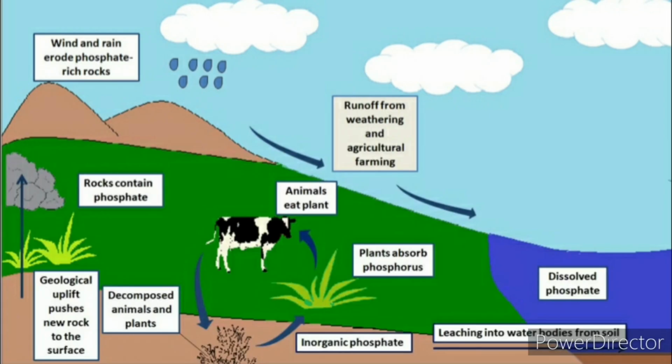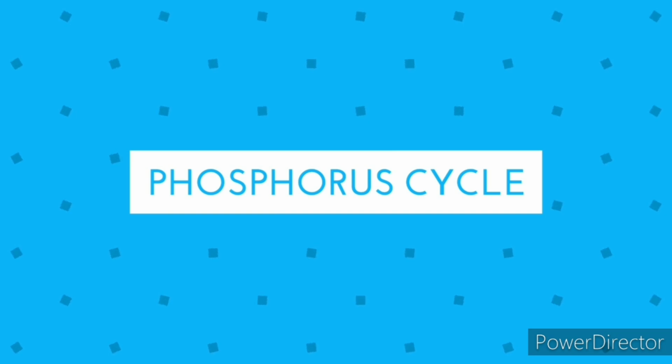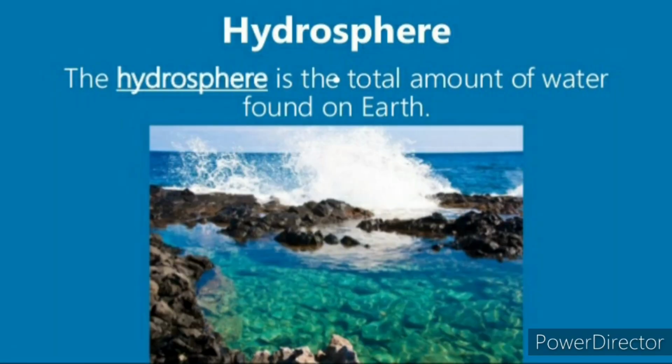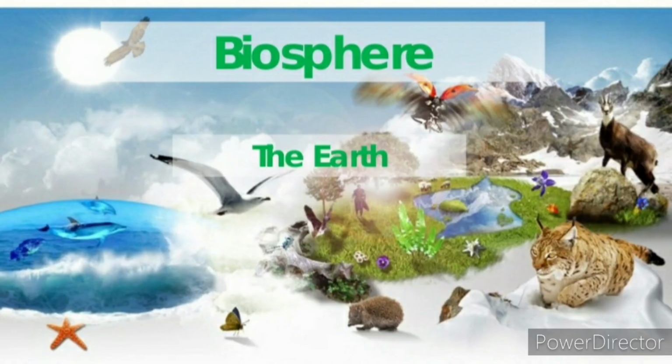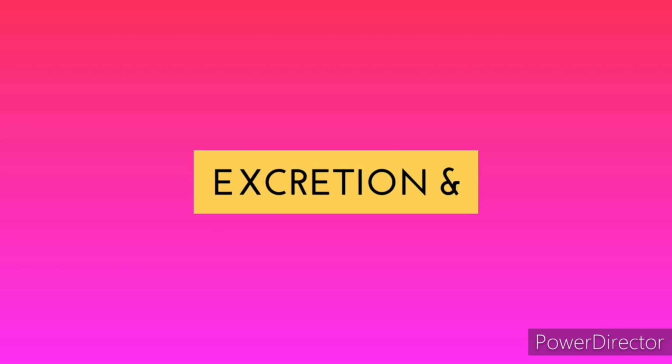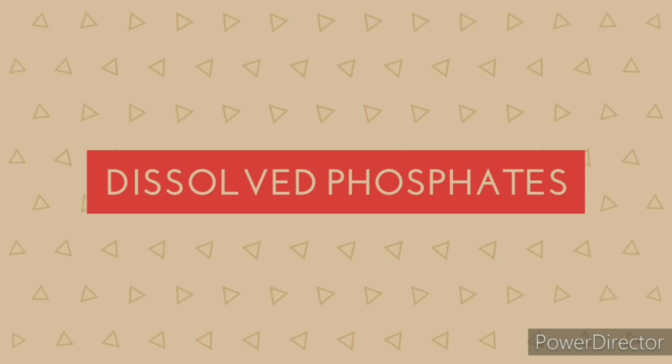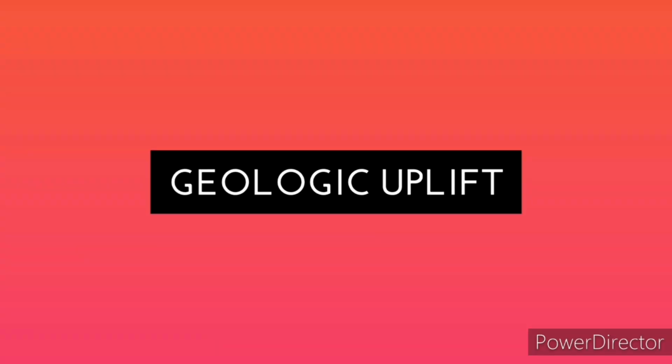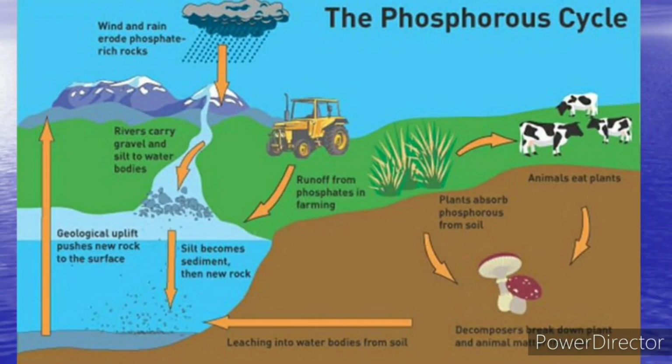In this class, we are going to learn about the sedimentary nutrient cycle. Example, phosphorus cycle. The phosphorus cycle is a process by which phosphorus moves through the lithosphere, hydrosphere and biosphere. And it can be explained in 5 steps. 1. Weathering. 2. Fertilizer. 3. Excretion and decomposition. 4. Dissolved phosphates. 5. Geological uplift. The definitions for the 5 steps are as follows.